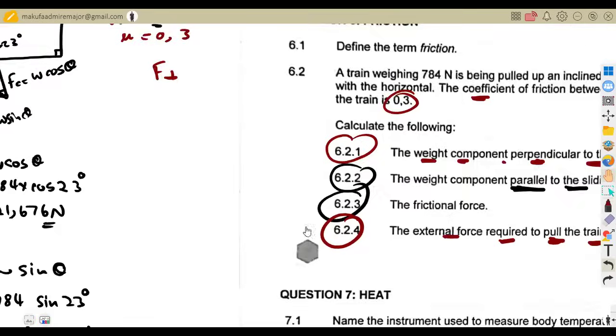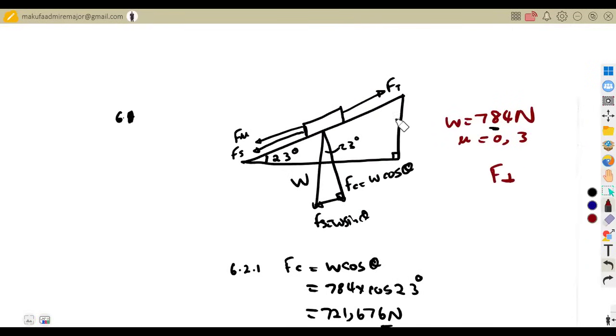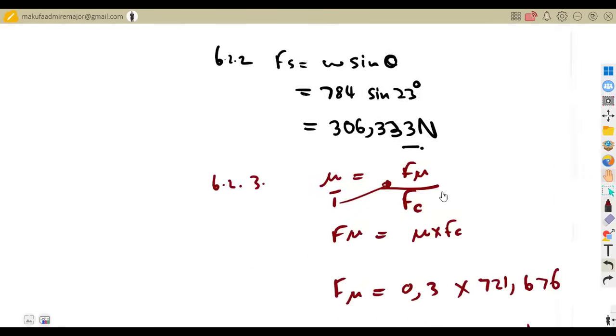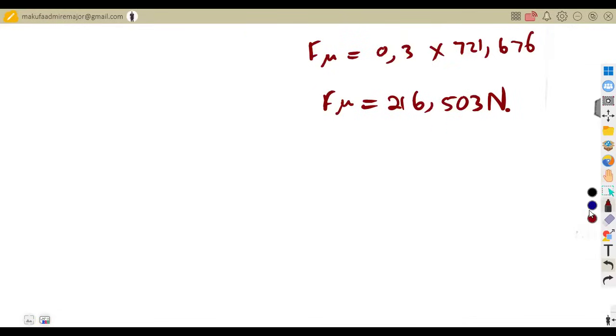As we can see, there is a force here that is going up, this one, which is opposed by these two forces. So as we know, what is going up should be equal to what is opposing on the other end. So you simply have to add these ones to find this one that is going up, which is our FT, the one that is going up.